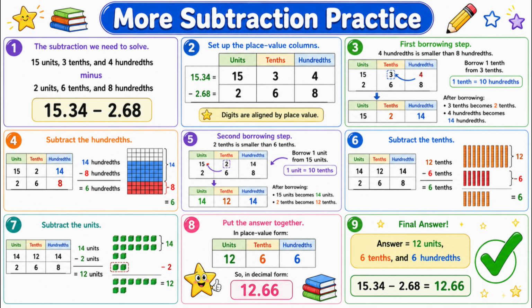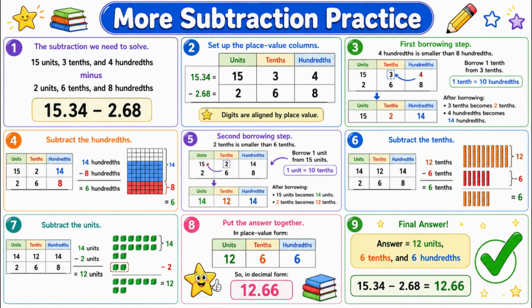More subtraction practice. To subtract 15 units, 3/10ths, and 4/100ths minus 2 units, 6/10ths, and 8/100ths, we need to borrow. First, 4/100ths is smaller than 8/100ths, so borrow 1/10 from 3/10ths. 3/10ths becomes 2/10ths. 4 hundredths becomes 14 hundredths. Now, 2 tenths is smaller than 6 tenths, so borrow 1 unit from 15 units. 15 units becomes 14 units. 2 tenths becomes 12 tenths.